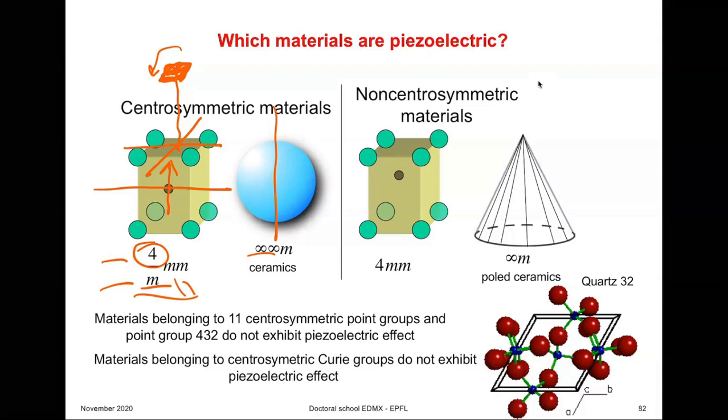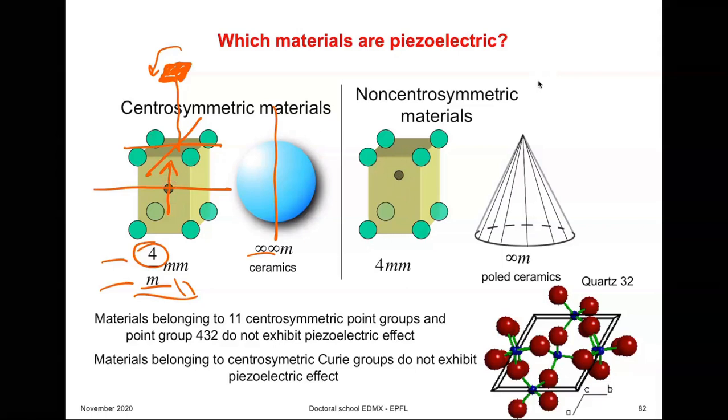Now, if we move this central atom, let's say that these are positive and that this one in the middle is negative. If we move it from the center, the centers of positive and negative charges will no longer coincide. We will have polarization. And as soon as we have polarization, we have broken centric symmetry, and the material is piezoelectric because it has polarization. And by applying a pressure, we simply change that polarization.